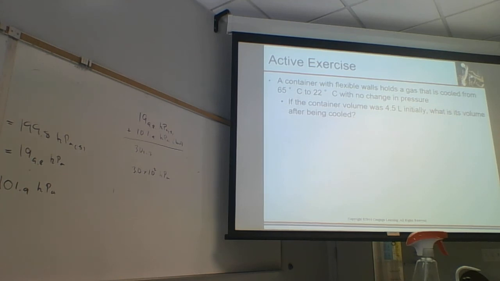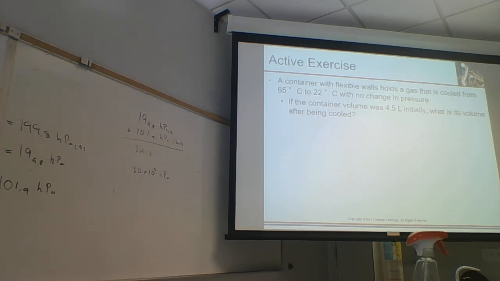And so T2 is 295 Kelvin. T1 is 338 Kelvin times V1 at 4.5 liters. And so here, what's happening is the temperature is decreasing. If the temperature is decreasing, this is what we call the temperature fraction. The temperature fraction is going to be less than 1, which means the volume should shrink.